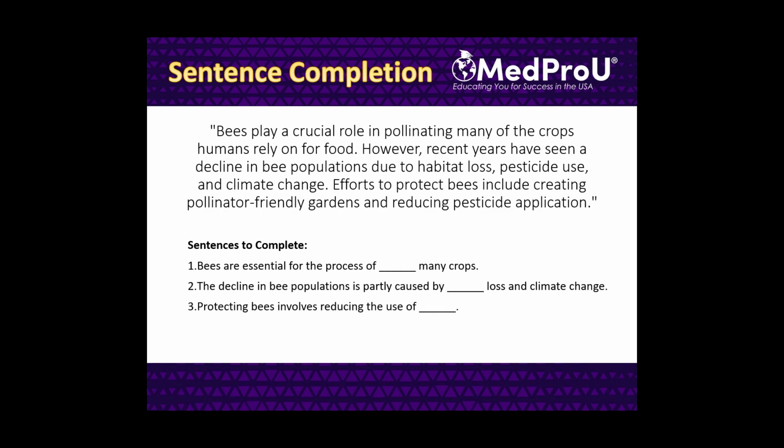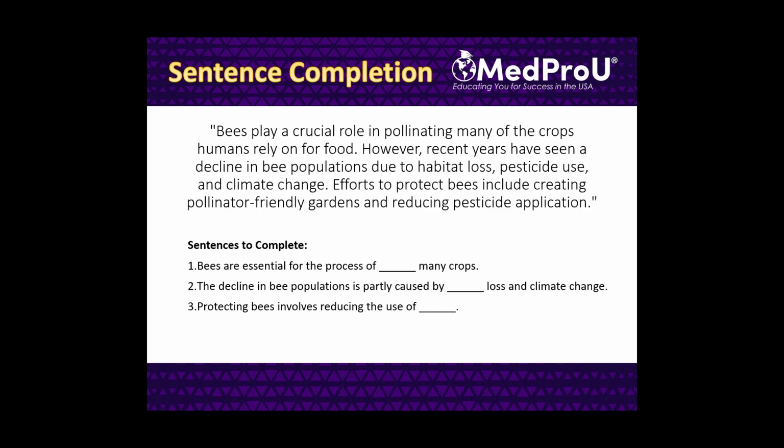Number two, the decline in bee populations is partly caused by blank loss. So which one? Due to habitat. Number two is habitat. If you write habitat loss, it's incorrect because there's already a loss at the end after the blank.